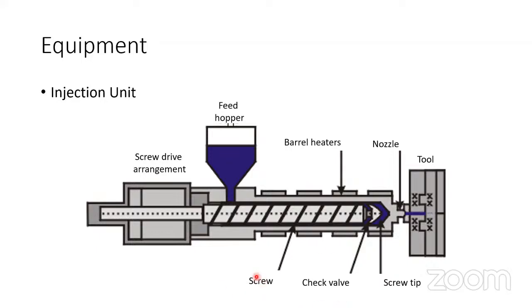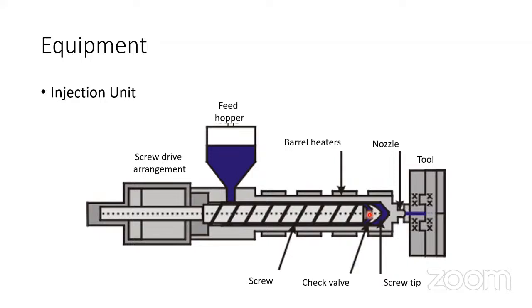Now the screw. The screw has three zones, which I told you: feed zone, compression zone, and metering zone. And the nozzle zone is only with the barrel, because the nozzle is part of the barrel. It is not part of the screw. Remember this thing. Here, only the screw tip and screw valve are there.